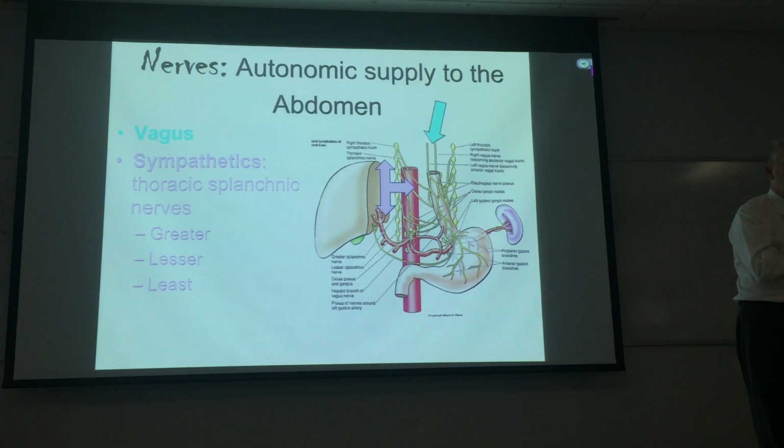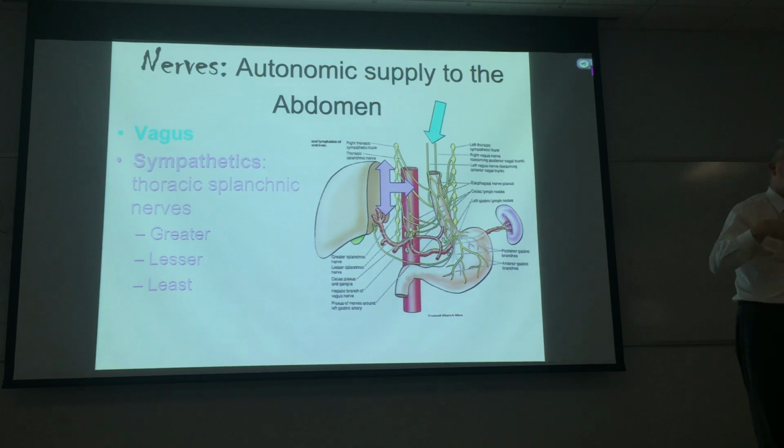Parasympathetics to the abdomen are going to come from two sources: either the vagus nerve or pelvic splanchnic nerves. I know this is confusing that there's two types of splanchnics. One is sympathetic, one is parasympathetic. Why they didn't call it something else, who knows.